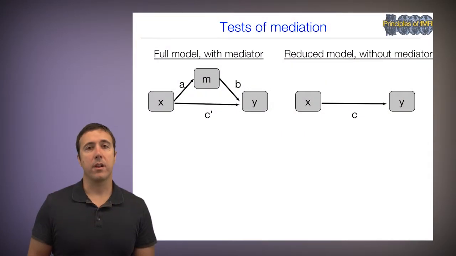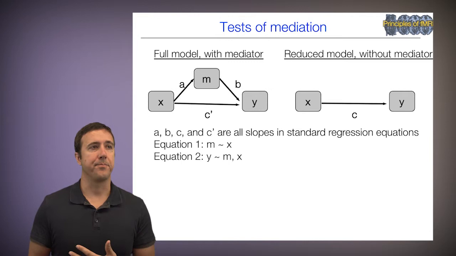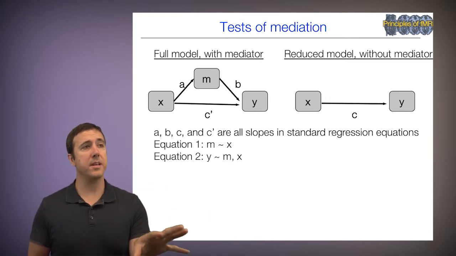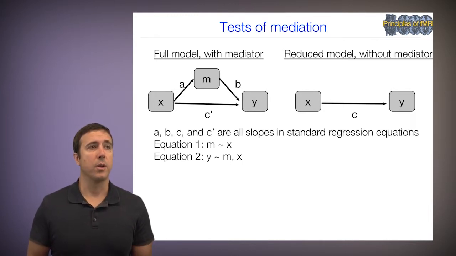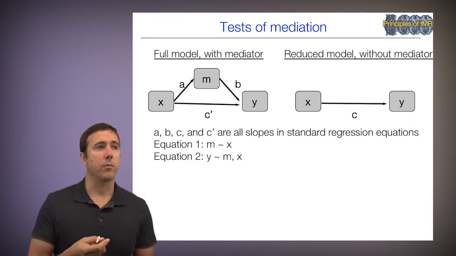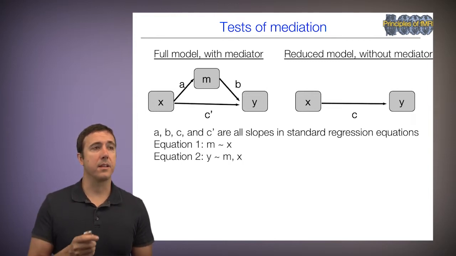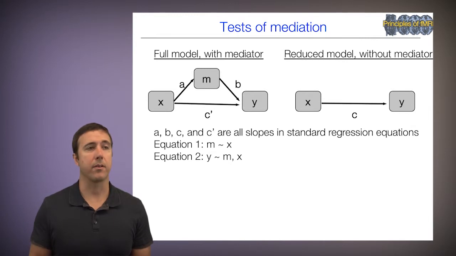So let's look now at the test of mediation again. And one way to think about this is as a model comparison. A, B, and C, and C prime, are all slopes in standard regression equations. In the first equation, we regress M on X, and in the second equation, we regress Y, the outcome, on M and X together.